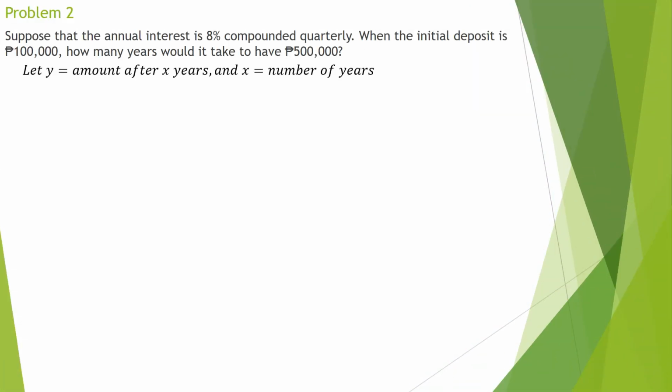So we let y be the amount after x years and x be the number of years. So you have this exponential model for compounded interest. y will be equal to 100,000, which is the deposit, times 1 plus the rate, but since it is compounded quarterly, the rate will be divided by 4 and the number of years will be multiplied by 4.